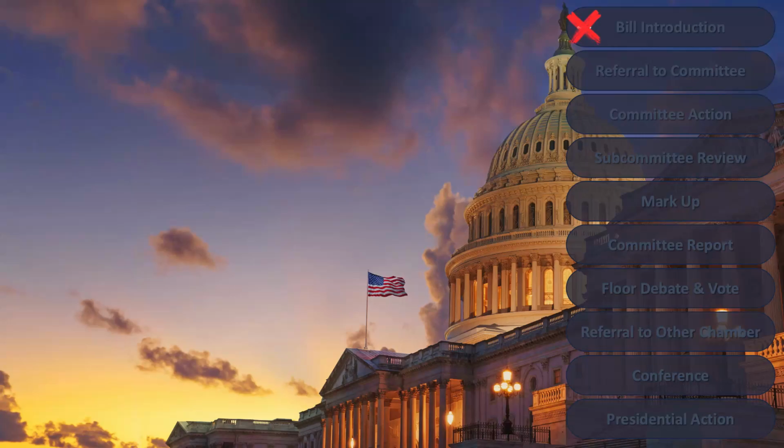Of those that do, most die at the committee stage. There are various reasons for this, including lack of priority, limited committee resources, opposition from committee members, or conflicts with other legislative agendas. And even those bills that do get reported out of committee may die on the floor, particularly in the Senate, where individual senators have greater power to block action through the filibuster.